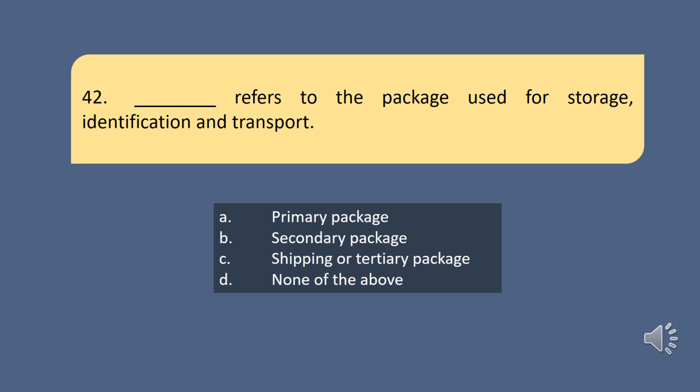42. Blank refers to the package used for storage, identification and transport. A. Primary package. B. Secondary package. C. Shipping or tertiary package. D. None of the above.